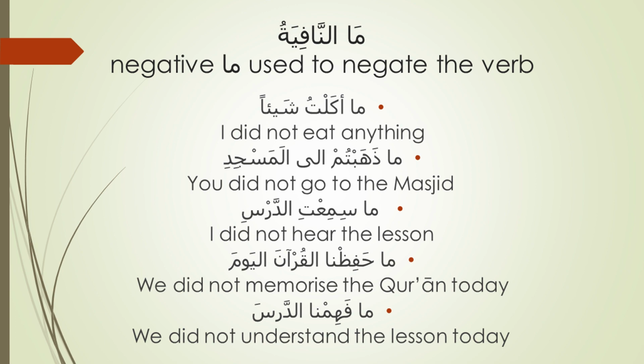So we'll have more examples. You did not go to the masjid. How do we say this? Ma dhahabtum ila al-masjid. If you drop the ma, dhahabtum ila al-masjid means you went to the masjid. Now we want to say you did not go to the masjid. We just simply bring this ma in front. Ma dhahabtum ila al-masjid. You did not go to the masjid.